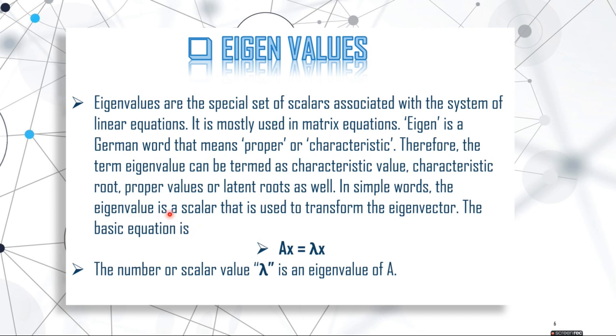In simple words, the eigenvalue is a scalar that is used to transform the eigenvector. The basic equation is Ax equal to lambda x. That means this equation represents that this lambda is the eigenvalue of a matrix A. This is the specification of that equation, and the number or scalar lambda is an eigenvalue of A.